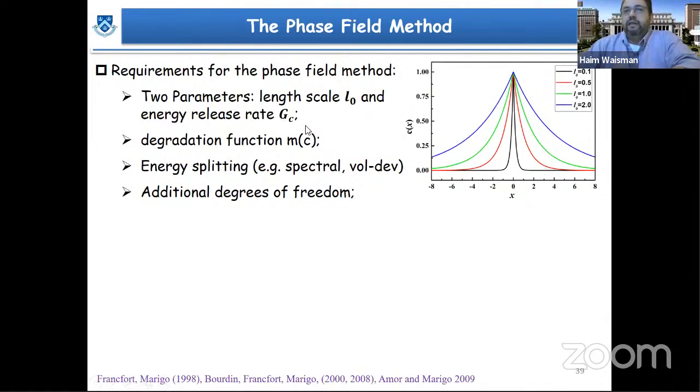And you need to define the energy release rate. In addition, you need to say how you are going to degrade your element at certain point where you have a crack. This is called the degradation function. In addition, you need to know how the crack is evolving. And so one will use here different types. For example, you will split your energy into either spectral decomposition or volumetric deviatoric type. And in addition, one would require additional degrees of freedom to be added to your model.